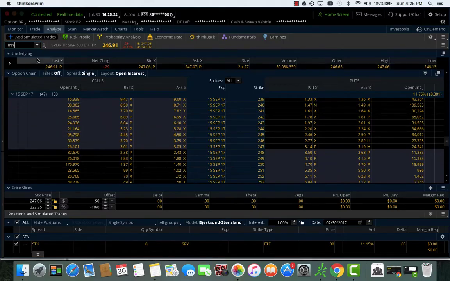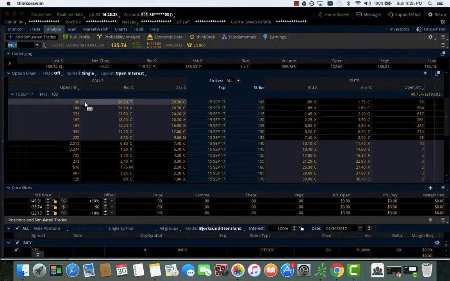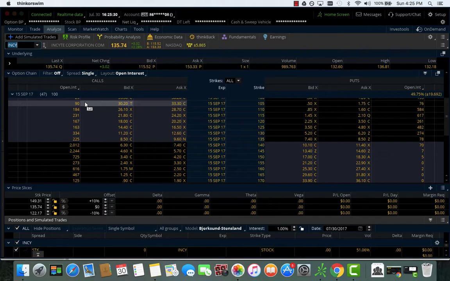Let's go back to our former friend INSEE and let's look at the open interest count, right? So we see 2 strikes in the thousands, but that's it. This is not liquid.